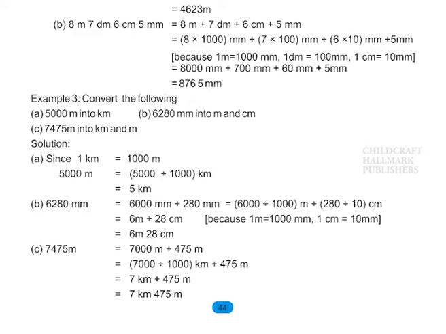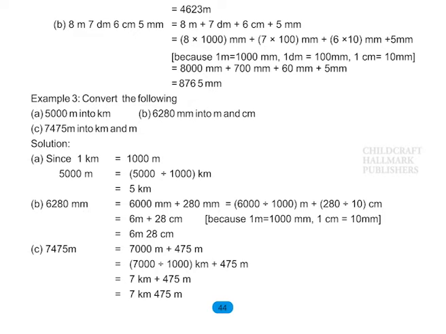Solution: since 1 kilometer is equal to 1000 meters, 5000 meters is equal to 5000 divided by 1000 kilometers is equal to 5 kilometers. 6280 millimeters is equal to 6000 millimeters plus 280 millimeters is equal to 6000 divided by 1000 meters plus 280 divided by 10 centimeters is equal to 6 meters plus 28 centimeters, because 1 meter is equal to 1000 millimeters, 1 centimeter is equal to 10 millimeters, is equal to 6 meters and 28 centimeters.